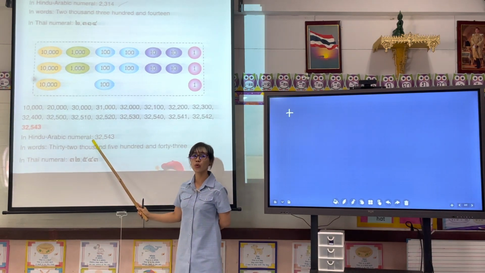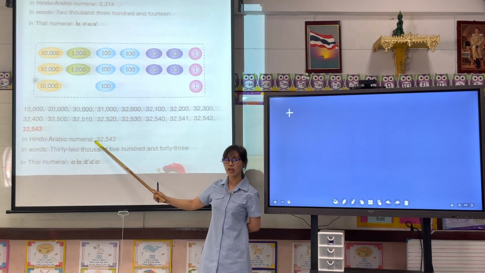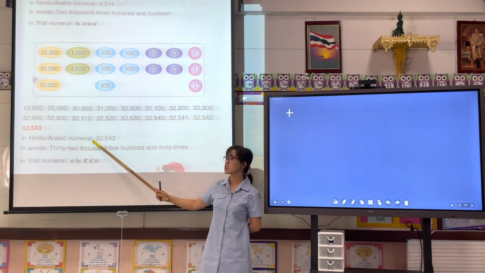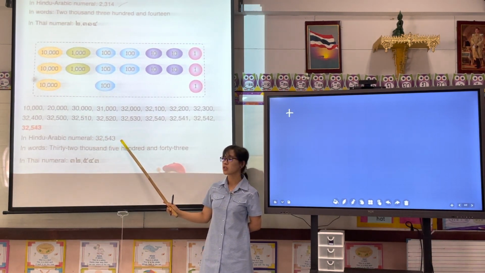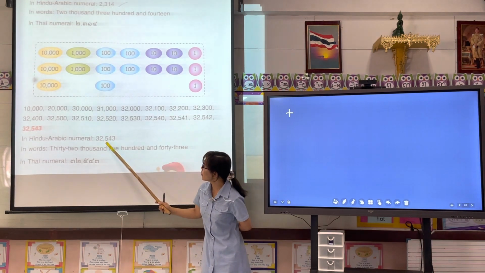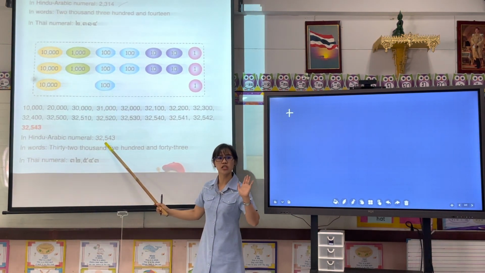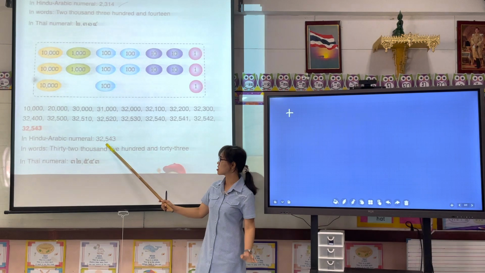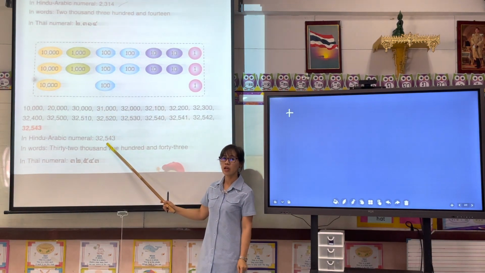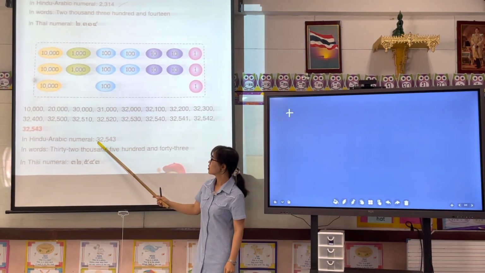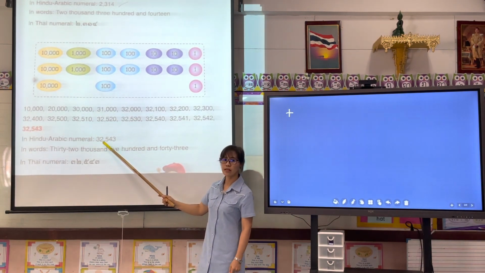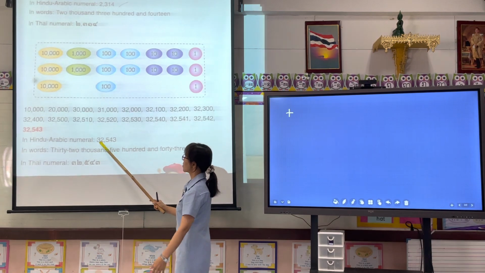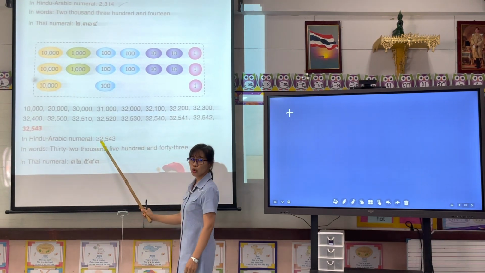Alright, what about in words? How do we write numbers in words, especially huge numbers? We are not talking about 5 digits. Okay, there are 5 digits. So first, look at the 10,000s place. Always look on the left. Alright, so that is 32.